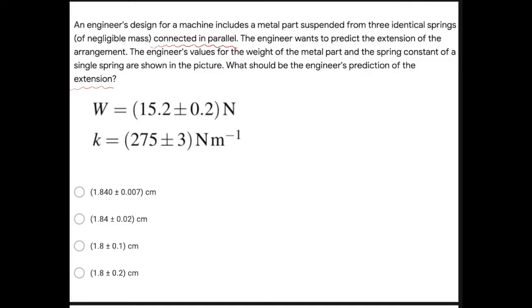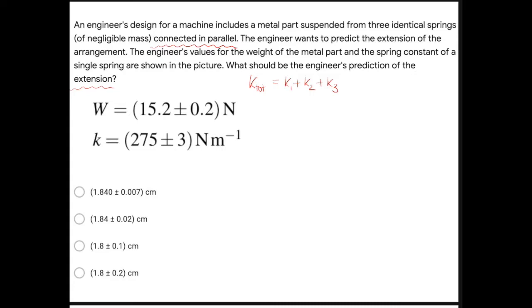So not only do you need to be able to work out your uncertainties, you need to draw on what you know about what happens to spring constants when springs are in parallel. Now, when you put springs in parallel, their stiffness will increase. So what that means is that the total spring constant for springs in parallel, and in this case, will be the sum of each of the individual spring constants.